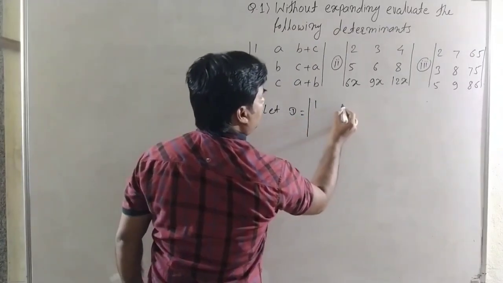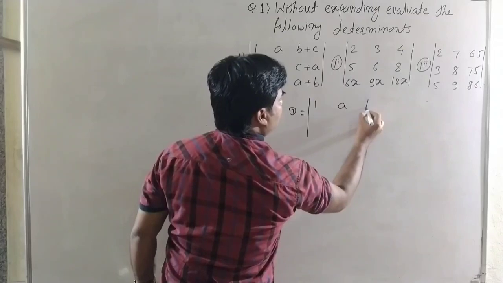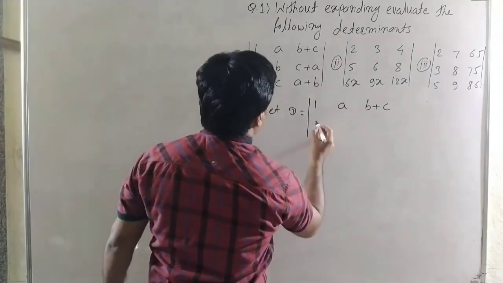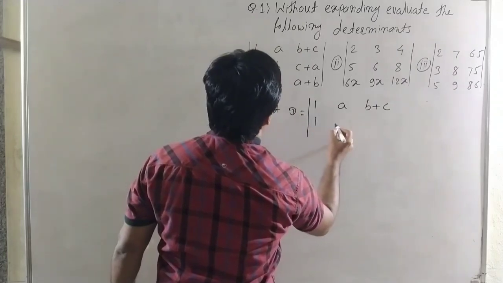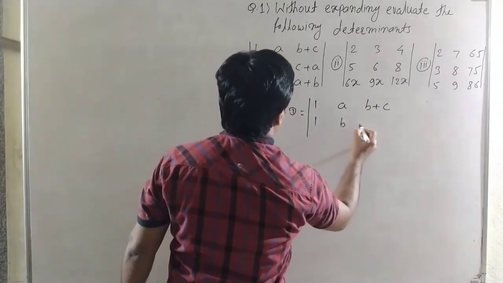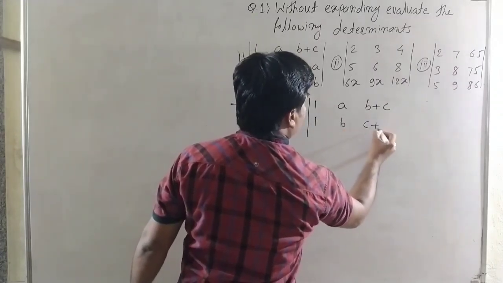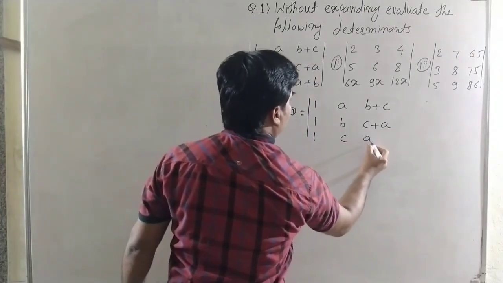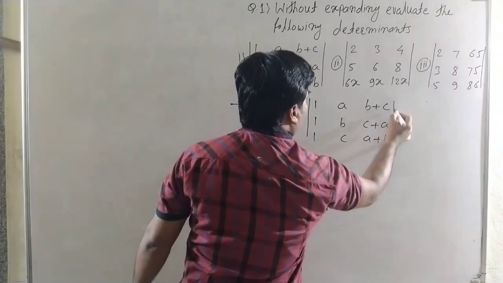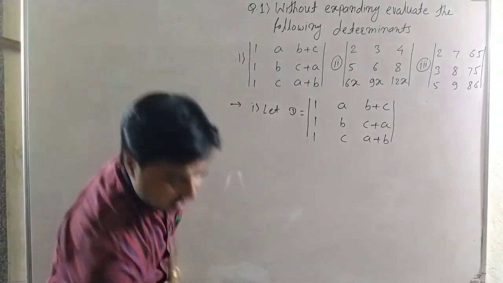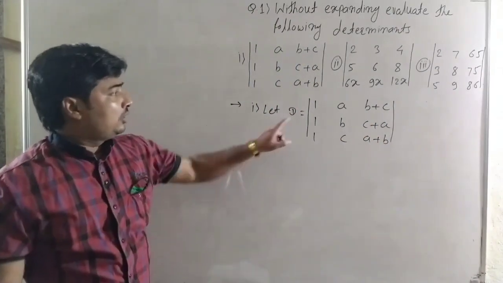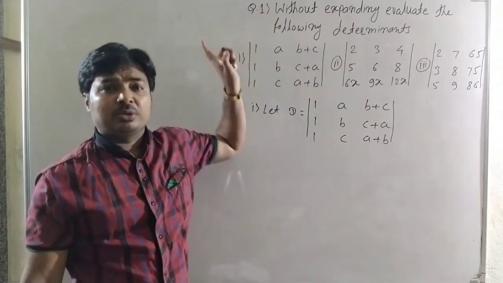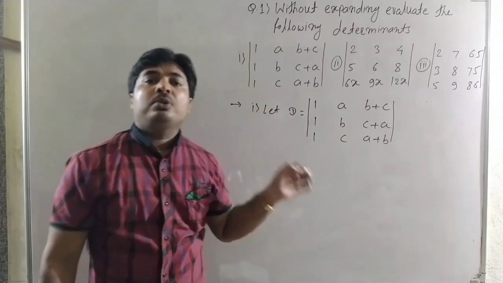It is 1, a, b plus c. Then 1, b, c plus a. Then 1, c, a plus b. Evaluate this determinant without expanding. That means we use the properties of determinants.